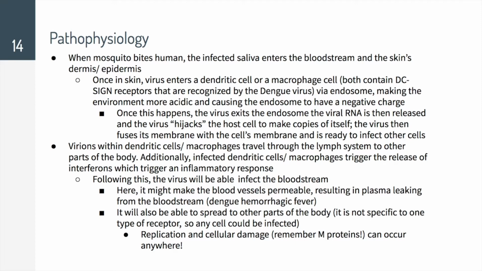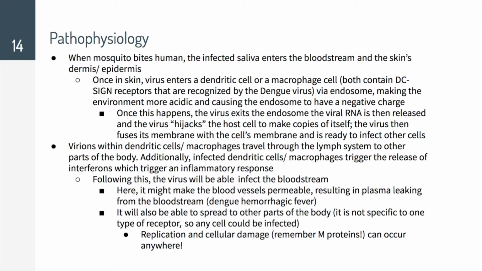So once this happens, the virus exits the endosome and the viral RNA is then released, and the virus kind of hijacks the host cell to make copies of itself. The virus then fuses its membrane within the cell and is ready to go out and infect other cells. So let's talk about how that happens. Virions within dendritic cells or macrophages are able to travel through the lymph system to other parts of the body. Additionally, infected dendritic cells and macrophages trigger the release of interferons and cytokines, which trigger an inflammatory response and lead to high fevers, inflammation, rash, and all those things that are associated with the symptoms of dengue fever.